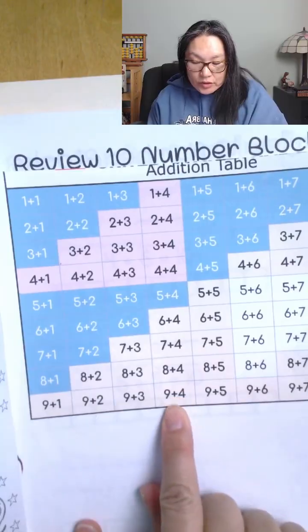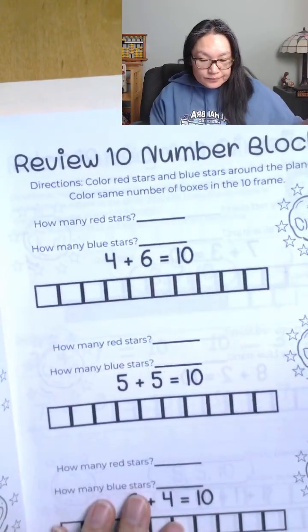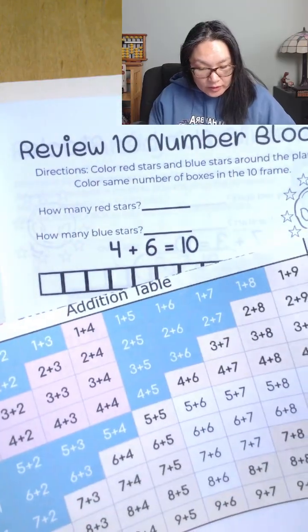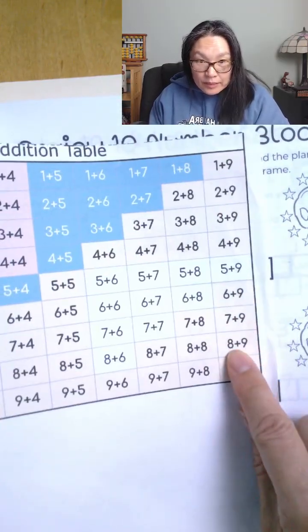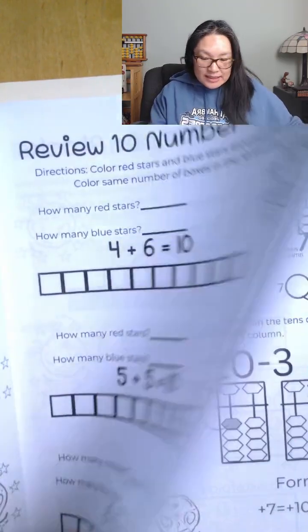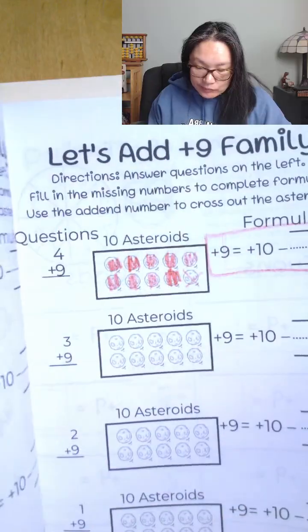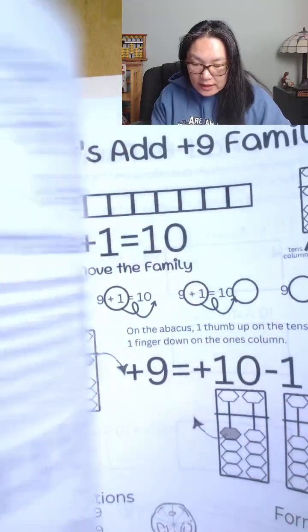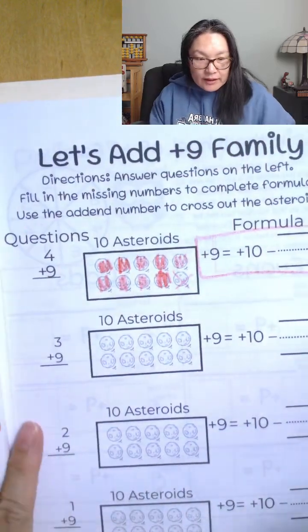So let's do 9 plus 4. No, let's not do 9 plus 4. Let's do 9 plus 8. We'll do 9 plus 8, 8 plus 9. Or 4 plus 8. Yeah, okay. Okay, let me think.